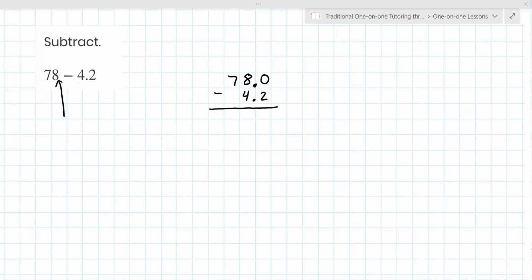Okay, so you're going to borrow from the 8. The 8 goes to a 7. And then a 1 goes above the 0. 10. So now it's 10 minus 2. 8. 7 minus 4 is? 3. Okay. And then 7 minus, what's underneath the 7? Nothing. So you can consider that 0. So that becomes 7. Okay.